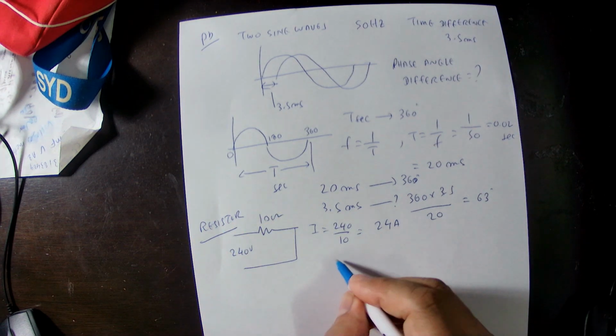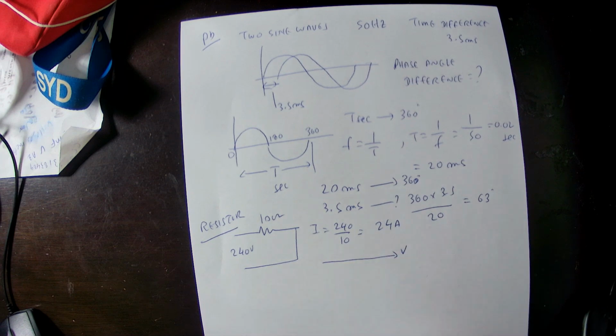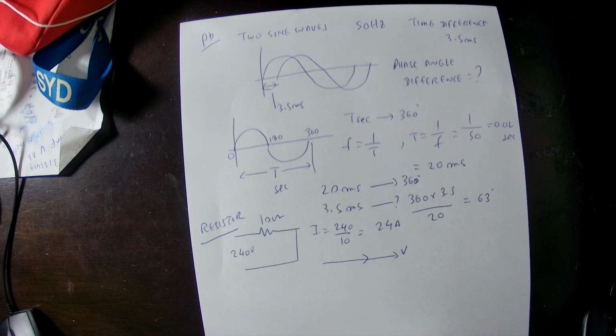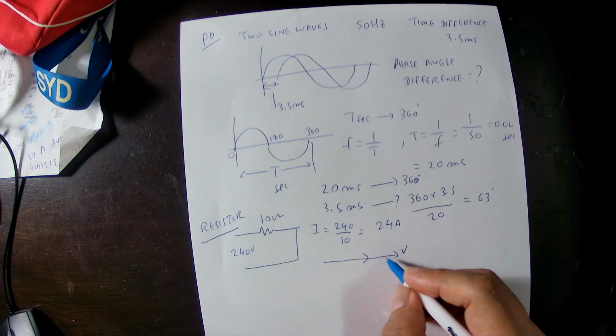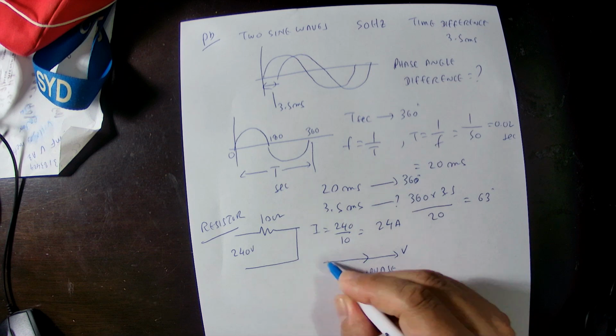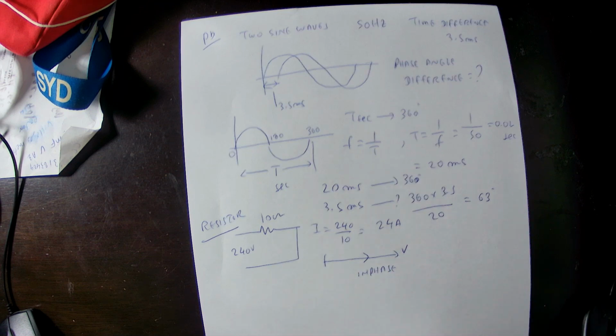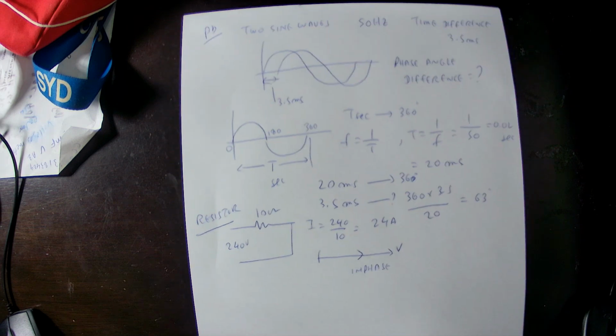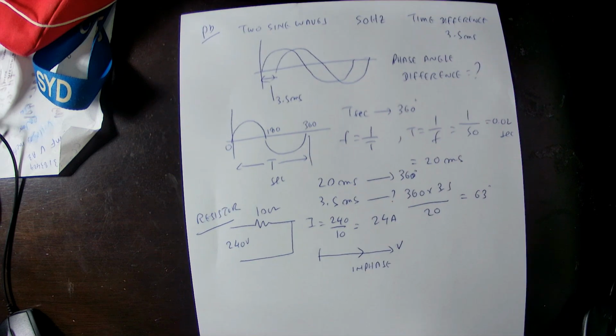For the resistor, we apply the voltage V and get the resistor current. The resistor current and the voltage are in the same direction. This is in phase. When you connect the resistor to the AC 240 volt supply, with the resistor at 10 ohms, the current flows in the same direction as the voltage. This is in phase. This is the property of the resistor.